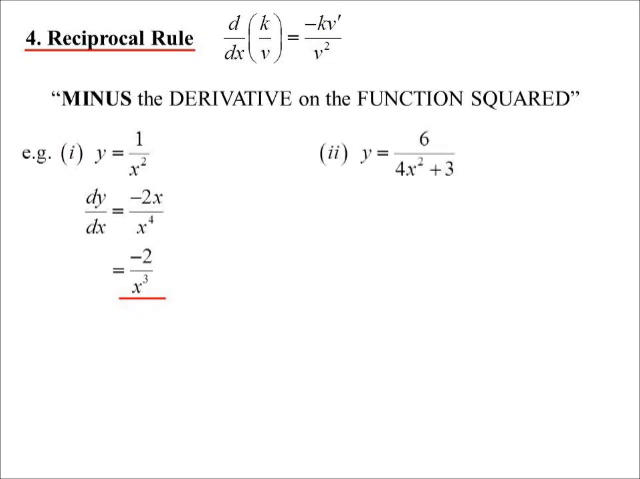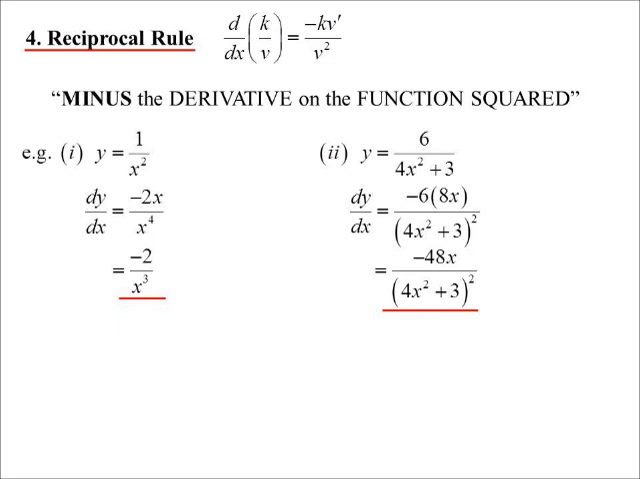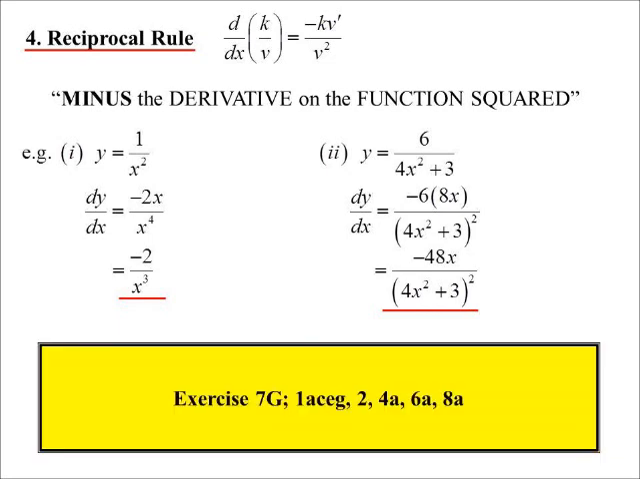Now if I have a constant which is not 1, I just multiply that constant by minus the derivative. So in this case, minus the derivative is minus 8x. So I've got minus 8x times 6. And then on the bottom I just square the bottom. And there's my derivative.